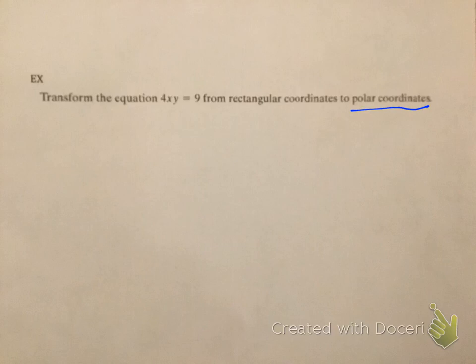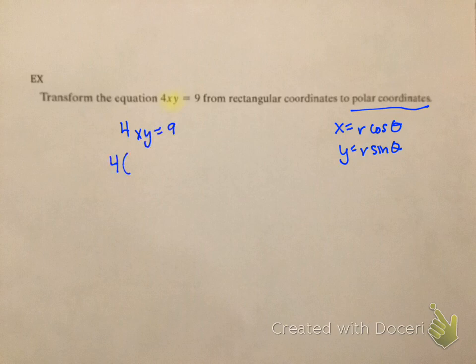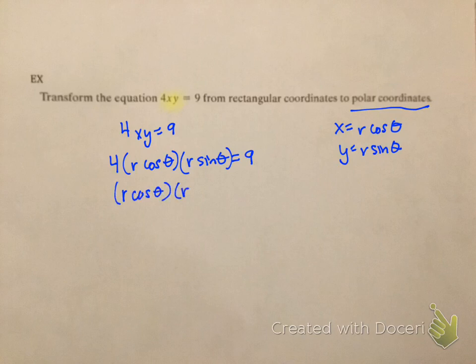So I want polar. Once again, remember x is equivalent to r cosine theta and y is equivalent to r sine theta. So I see an x and I see a y. I'm going to substitute in. So I start with 4xy equals 9. When I see x, I'm going to plug in r cosine theta. And whenever I see y, I'm going to plug in r sine theta. And then equals 9. Now, I'm going to swing the 4 over to the other side, so I'm going to divide by 4.